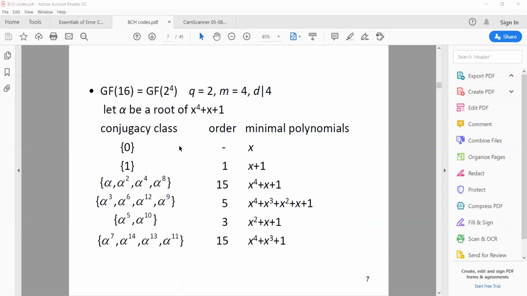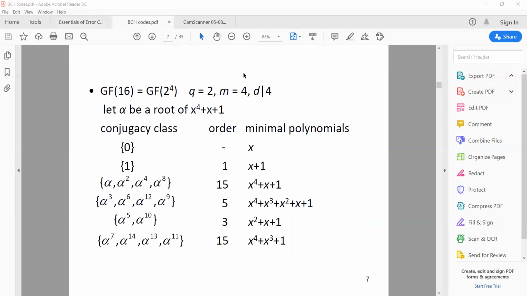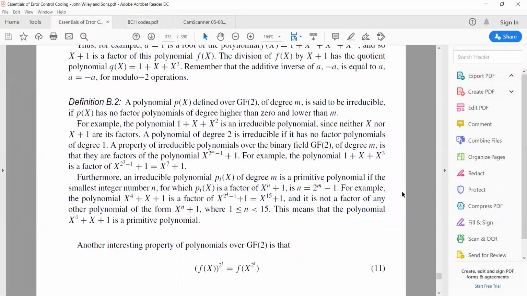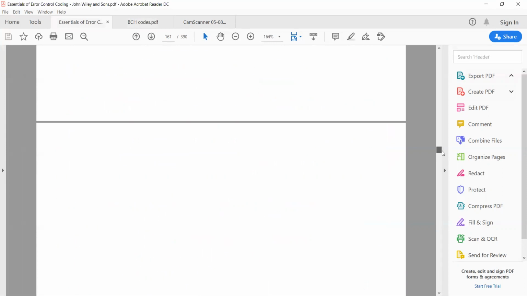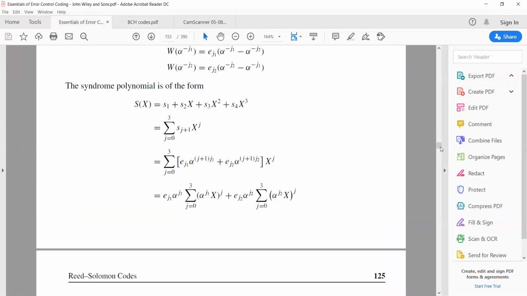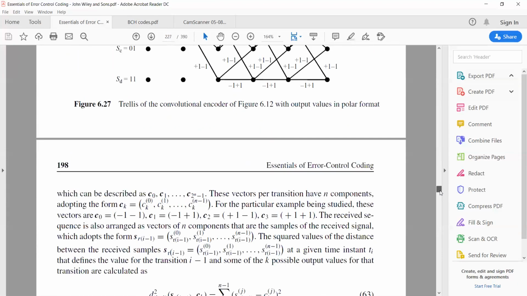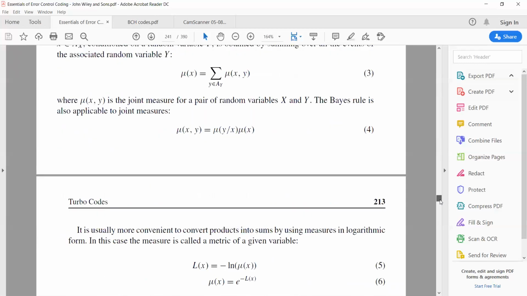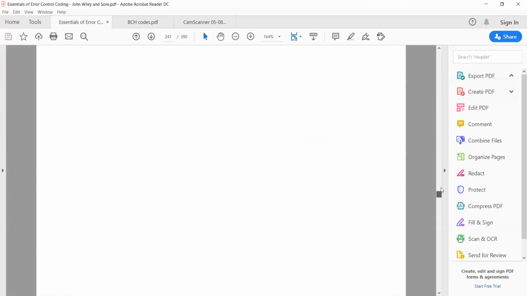So the minimal polynomial equation we have understood. Now we will go back to our book and see how these minimal polynomials are useful for error detecting. There are some other purposes as well. So we will go to the BCH code chapter, that was page 97.